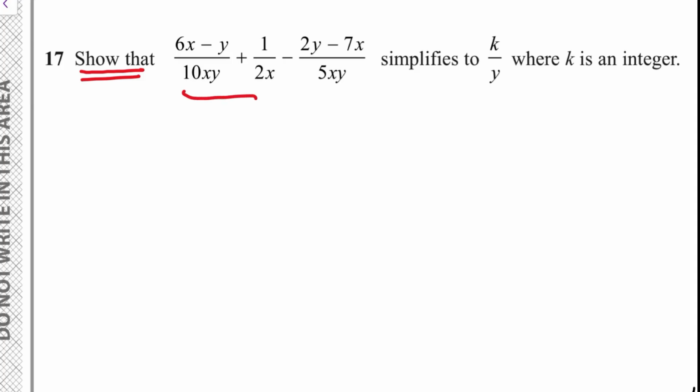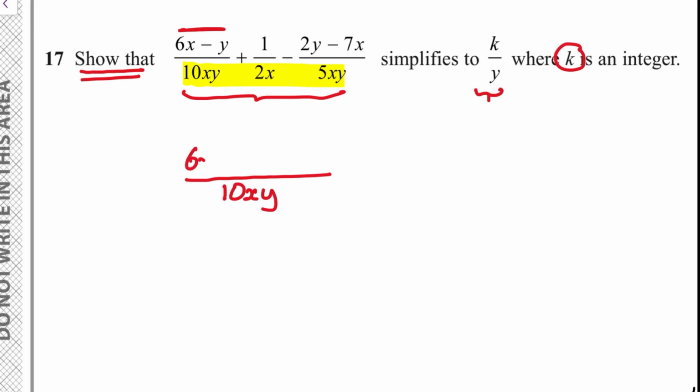So I need to simplify this thing here, and what's nice about this question is it gives me the format I need to answer in. And it also tells me that k is going to be an integer. Let's look at what I've got. So the first thing I'd notice is this has a lowest common multiple of 10xy. So I'm going to change everything to a denominator of 10xy.